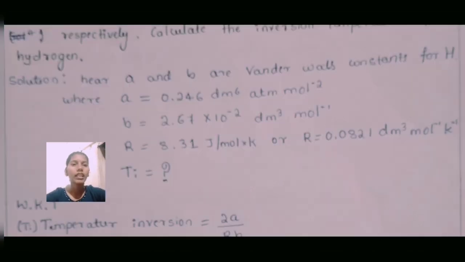Solution. Here A and B are the van der Waals constants, where A is equal to 0.246 dm raised to 6 atm per mole square, B is equal to 2.67 into 10 raised to minus 2 dm cube per mole, R is equal to 8.31 joules per mole into Kelvin, or R is equal to 0.0821 dm cube per Kelvin per mole.